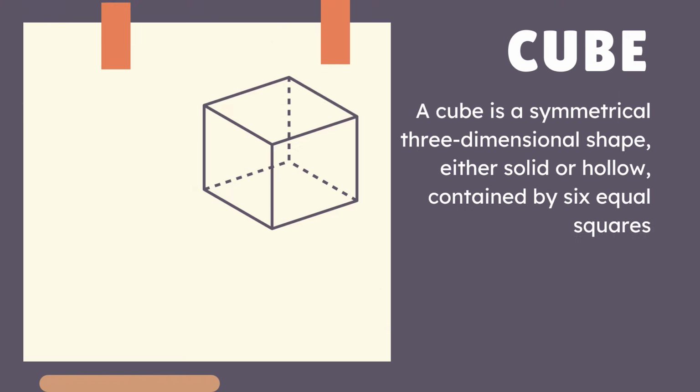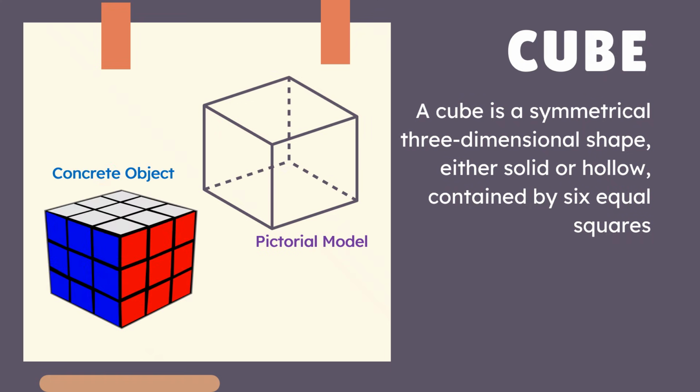Alright, let's dive into the first solid figure, which is a cube. What is a cube? A cube is a symmetrical three-dimensional shape, either solid or hollow, contained by 6 equal squares. This is a pictorial model of a cube, and this is the concrete object. Do you know what object this is? Yes, you are right. This is a Rubik's Cube.